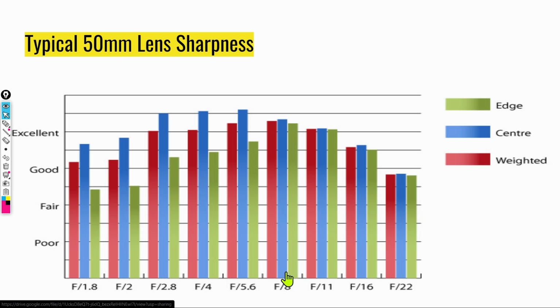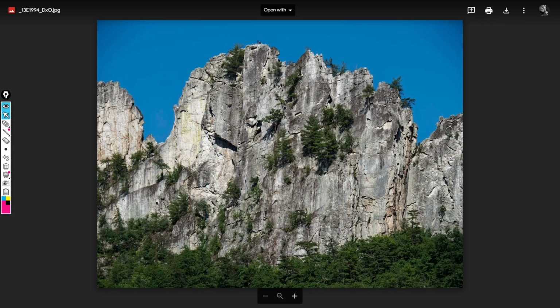This is why a lot of times people will choose f8 to be their sharpest aperture for their lens. And that's true for a lot of lenses. But all lenses are different, and you'll have to do a lot of testing on your own camera and lens combination to see which aperture gives you the sharpest results in the center, in the corner, and all over the entire frame. So let's go back to this image here, which I took at f8, because I knew that with that lens and camera combination, I would get the sharpest image corner to corner.